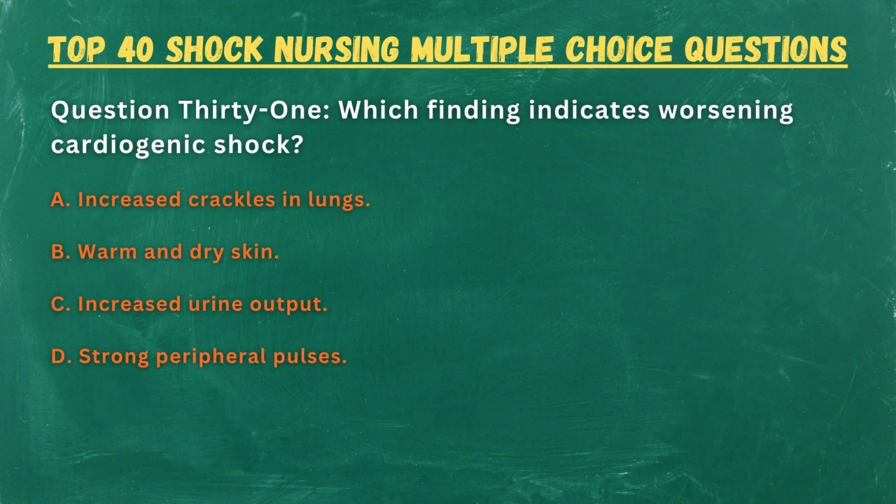Question 31. Which finding indicates worsening cardiogenic shock? A. Increased crackles in lungs. B. Warm and dry skin. C. Increased urine output. D. Strong peripheral pulses. Answer: A. Increased crackles in lungs.